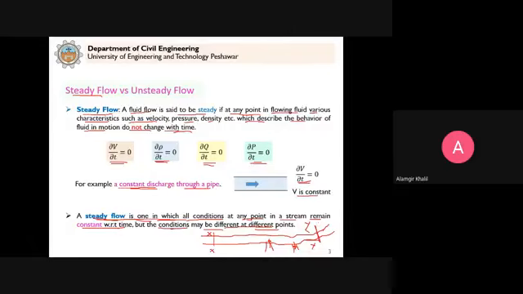So this is what we mean by this definition, that the conditions should not change with respect to time at any point, but at any other point the conditions may be different as compared to this point. This definition is from your textbook. Clear? So in simple words, when the flow characteristics at any point in the flow are not changing with respect to time, this is steady flow.